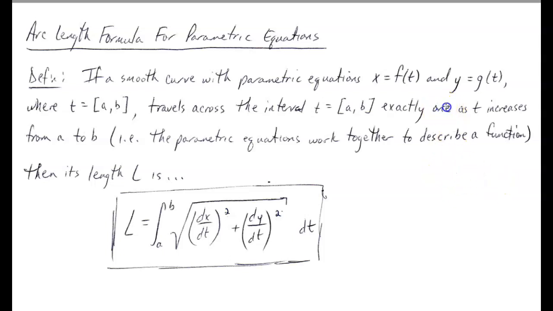And I don't know why this says 1. This should be once. As t increases from a to b.